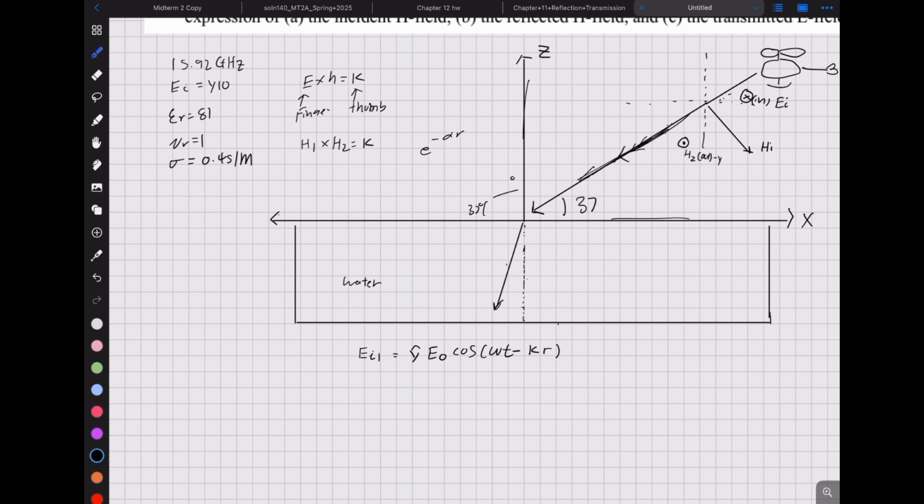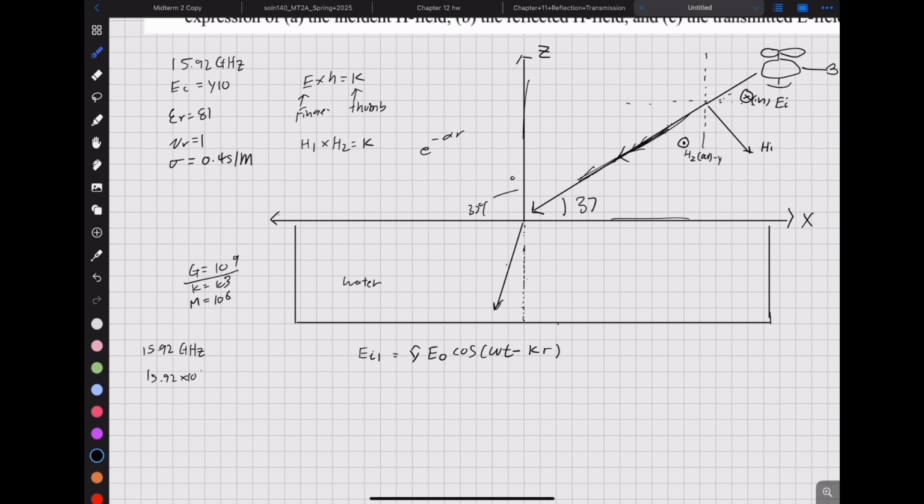So, with the givens, we have 15.92 gigahertz. Let's remember that giga is equal to 10 to the 9, kilo is 10 to the 3, and mega is equal to 10 to the 6. Even in midterms, some people get it wrong and end up getting a different material and doing the whole problem wrong. So make sure you remember these. Giga is 10 to the 9. That's very important.